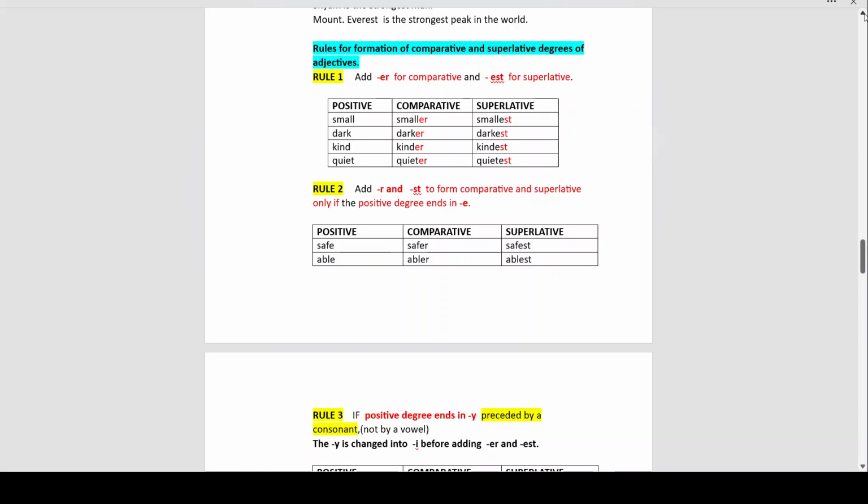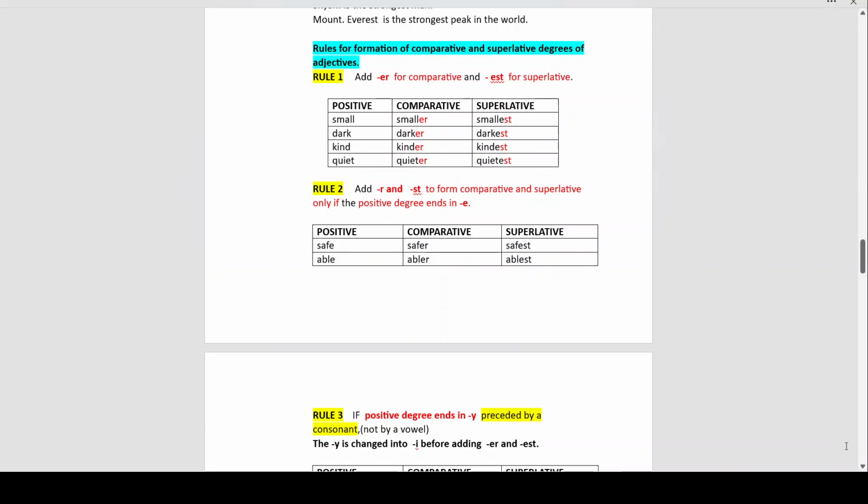Rule number two, where we add R and ST to form comparative and superlative only if the positive degree ends in E. Now, in rule number one, did you find any of the positives ending in E? No. So, we simply added ER and EST. But when the positive ends with the vowel E, then what happens to the comparative? We just add R to comparative and ST to superlative. So safe becomes safer, safest. Able becomes abler, ablest.